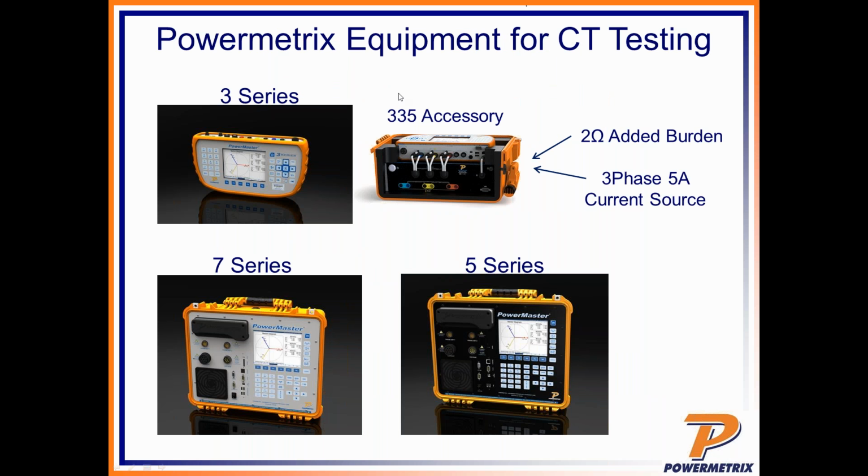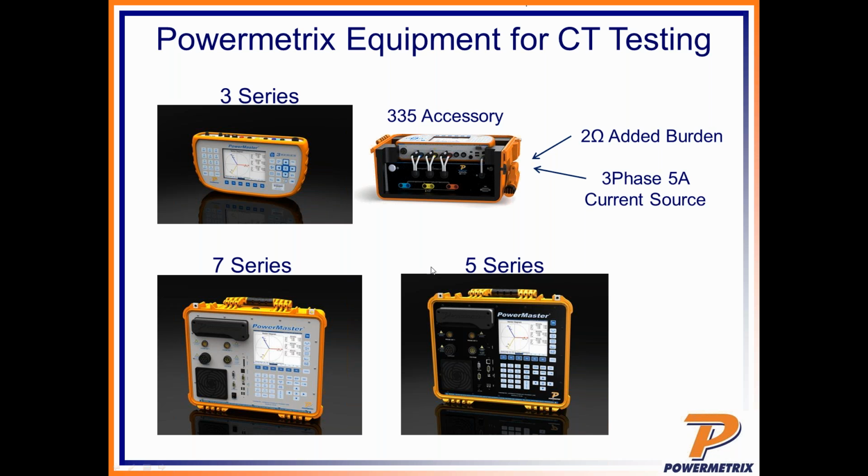And then what are the actual products? The newest offering has been the 3 series. This came out a couple years ago. A lot of people have seen this. A lot of you have these. It's a great little handheld device. Once again, true three-phase reference standard, does all the testing under customer load. And with this 335 accessory, the 3 series gets into the added burden up to 2 ohms, all right? There's a resistor network in there with some relays that allow us to add burden onto the CT circuit. And you can also get a 3-phase 5 amp current source for phantom load testing. So the 3 series package is really made for transformer rated installations, right?